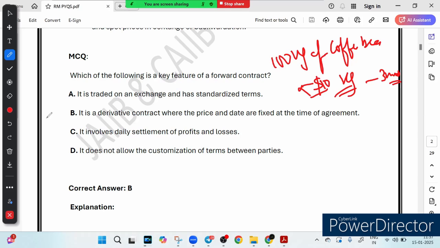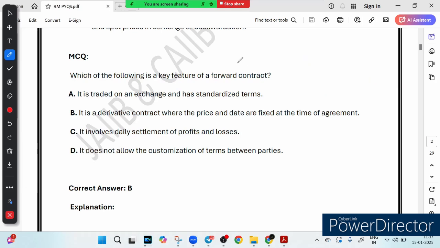So let's summarize the key point we have learned in this particular question. A forward contract is an OTC derivative, that is an over the counter derivative, where price and settlement date are fixed in advance.